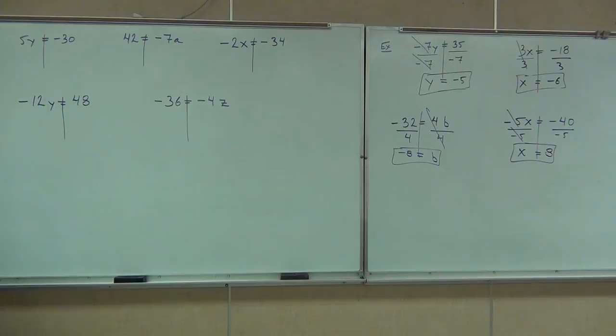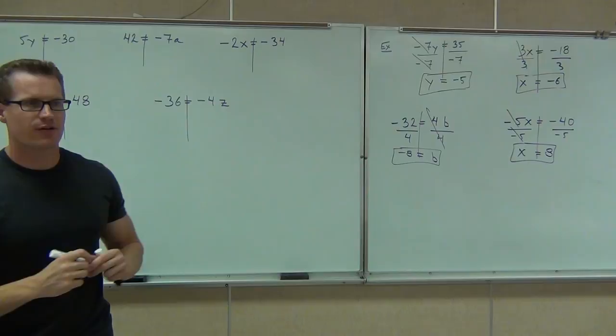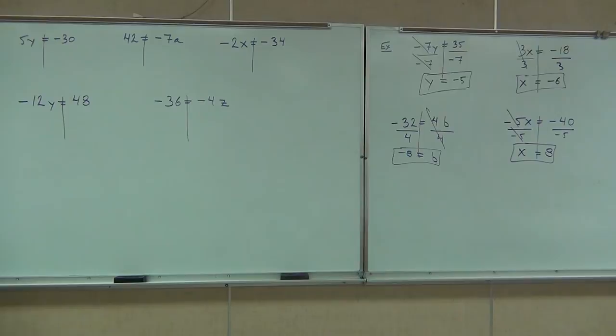So I like to draw that vertical line to tell me what I do on one side. I have to do the exact same thing on the other side. That way, if ever I'm not matched up, I know I'm doing something wrong. So on our first one, we have 5y equals negative 30. What are we going to do to solve 5y equals negative 30? And we get y equals how much?